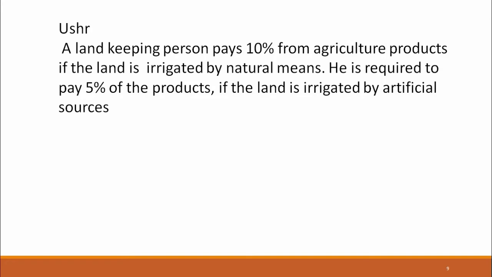The person will pay 10% of the agricultural products if the land is irrigated by natural sources, and the person will pay 5% of the product if the land is irrigated by artificial sources. If there are no natural sources and the person irrigates the land by artificial sources, then the person should pay 5% of the products of the land.